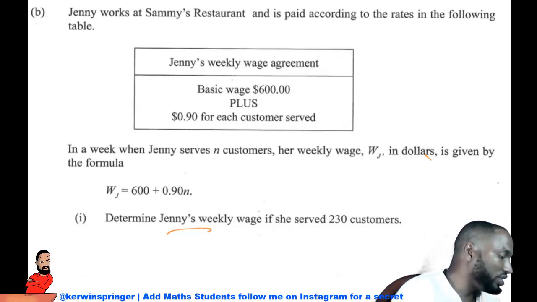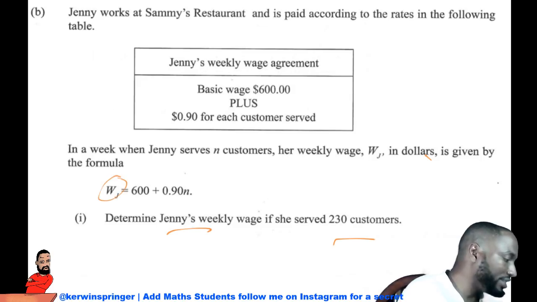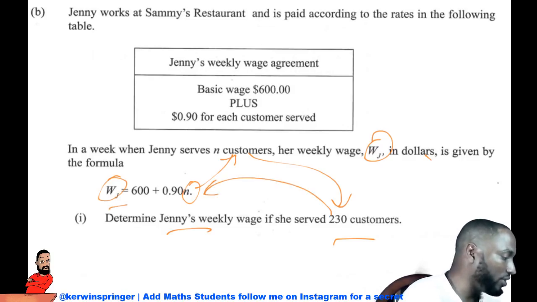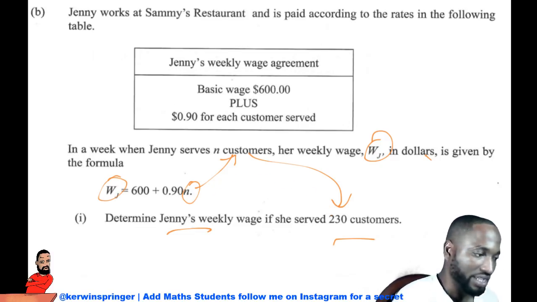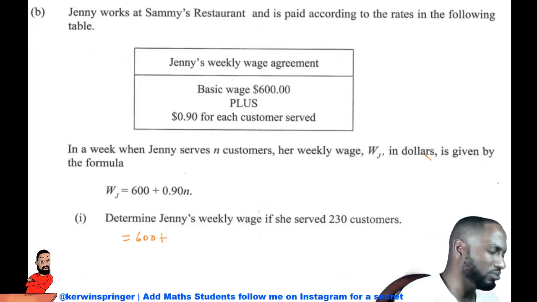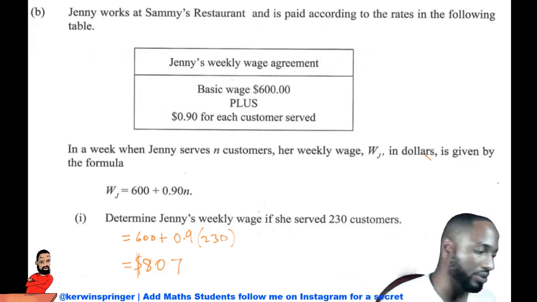So, determine Jenny's weekly wage if she served 230 customers. Well, what's going on here is this W is her weekly wage. This N here stands for number of customers served. In this case, they want that to be 230. So it's like a straight up substitution in today would give her weekly wage. So everybody getting 807. People don't start to rush the question, boy. So this is going to be 600 plus 0.9 times 230. Yeah, that's sounding good. That 807 feeling good. 807.